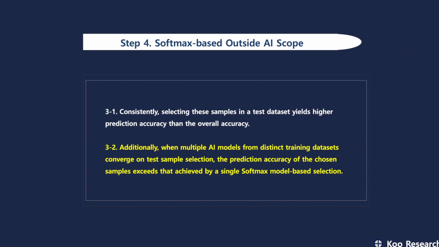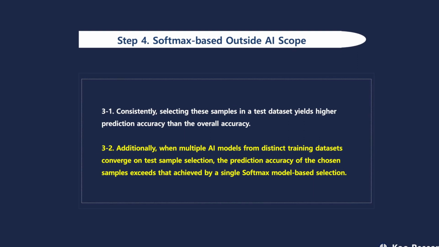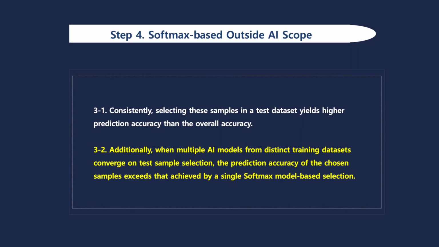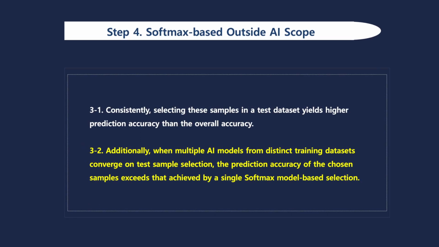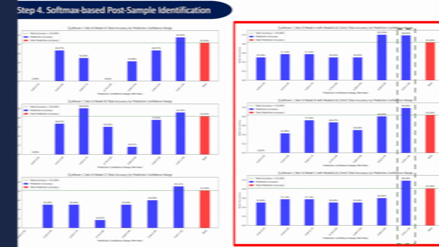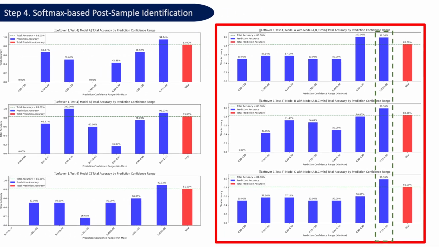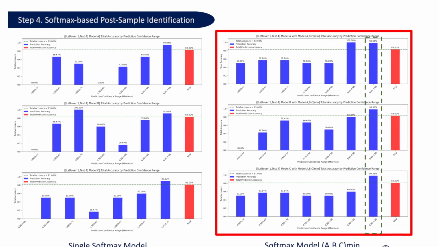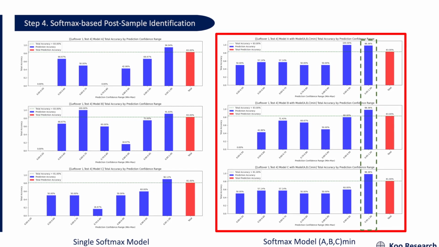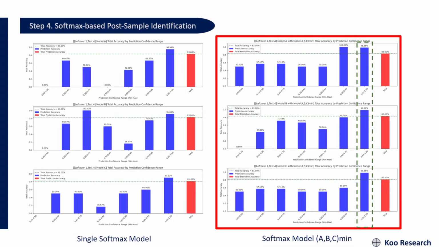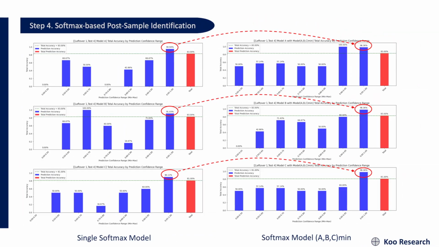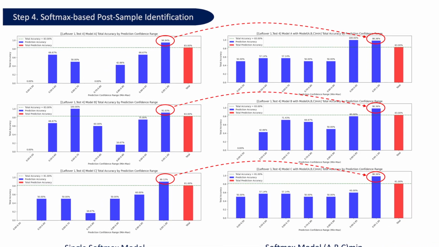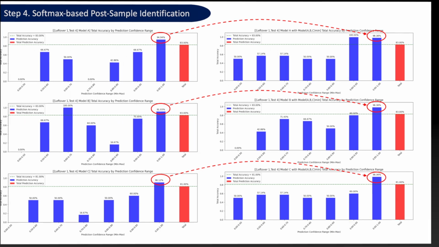3-to-2, additionally, when multiple AI models from distinct training datasets converge on test sample selection, the prediction accuracy of the chosen samples exceeds that achieved by a single softmax model-based selection. The graph displays prediction accuracy across different softmax confidence ranges for 3 models. Particularly, the blue bars within the green box, 0.95 or higher, signify higher accuracy than the overall. When comparing prediction accuracy between the single softmax model and the lowest value among the 3 models, the latter outperforms the single model.